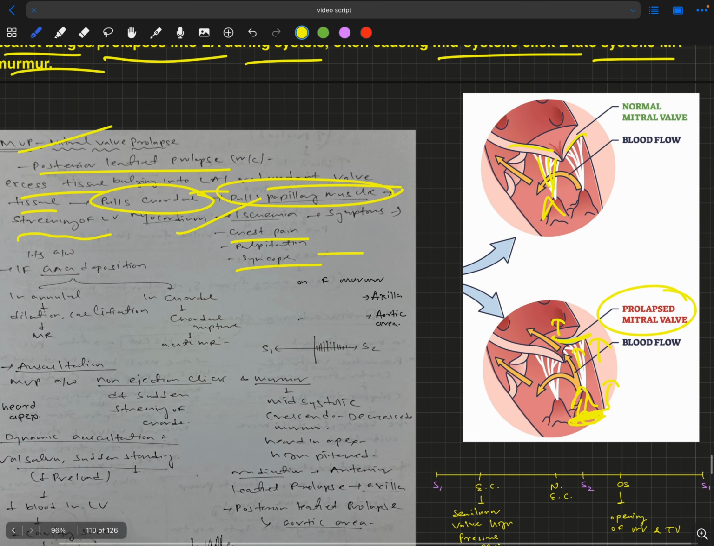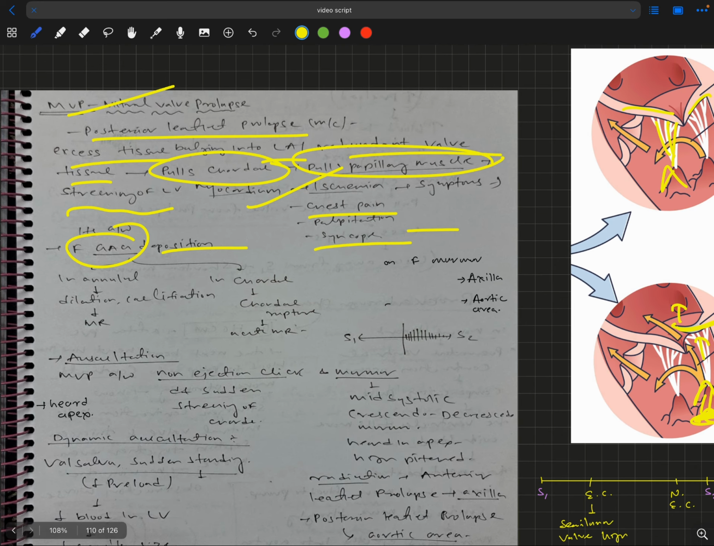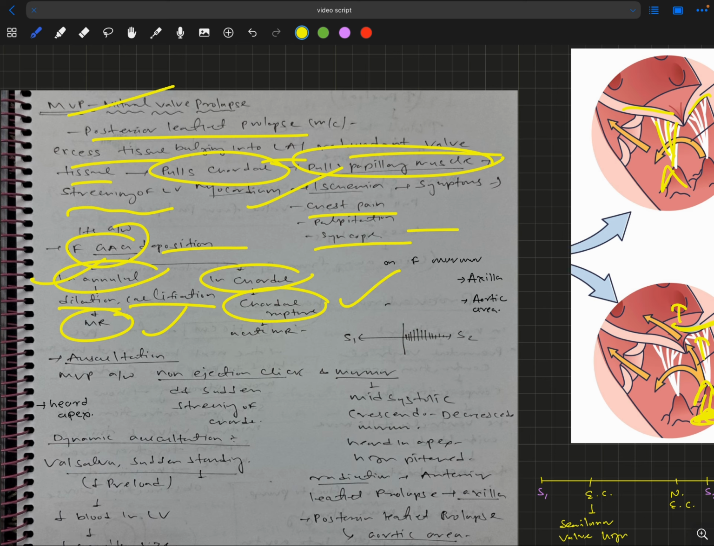So it is associated with glycosaminoglycan deposition in the chorda tendineae or in the annulus. If there is GAG deposition in the annulus, there will be annular dilatation and calcification, which can lead to MR. And if it is in the chorda tendineae, it can lead to chordal rupture and presents with acute MR.